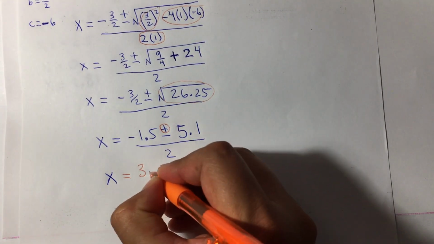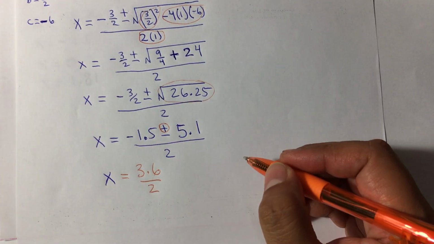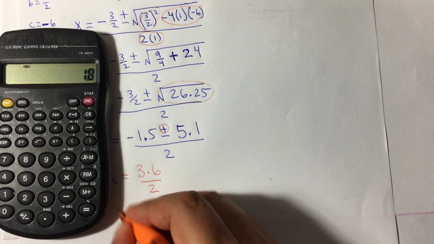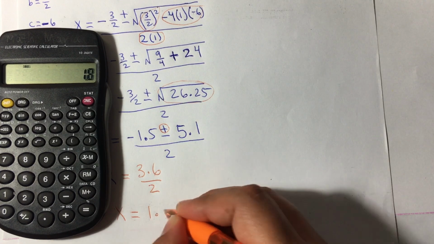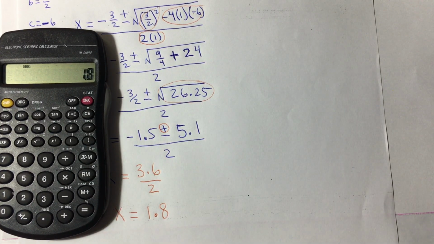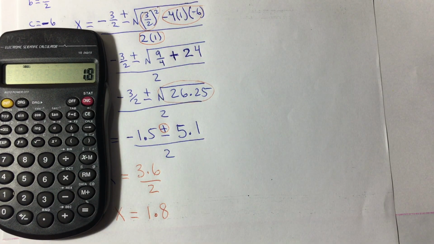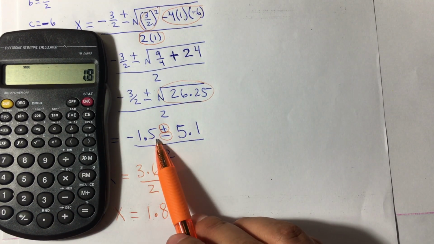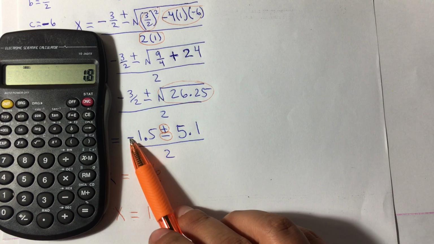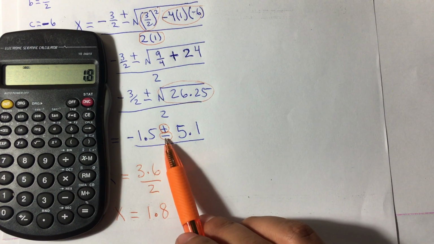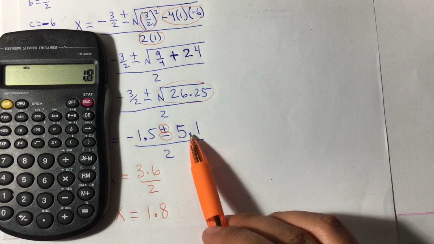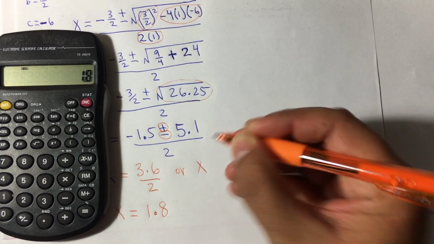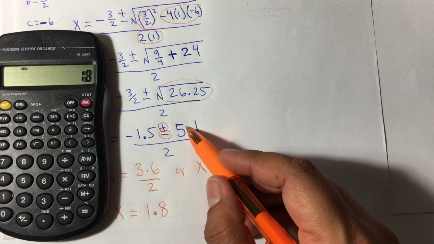Okay, 3.6 divided by 2. Let's divide it by 2. Divided by 2 gives me 1.8. The other solution is with the subtraction. Again, subtraction doesn't necessarily mean subtraction, because you have negative 1.5 and negative 5.1, which is like addition of negatives. You add them. Okay, so this is the other possibility now with the negative.